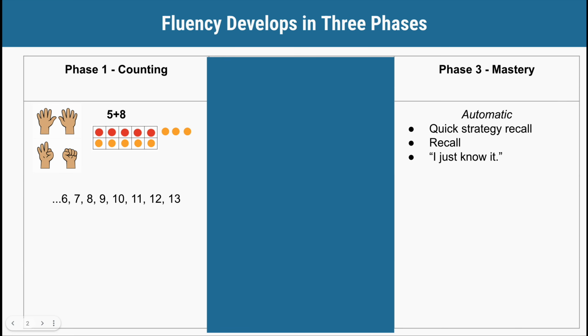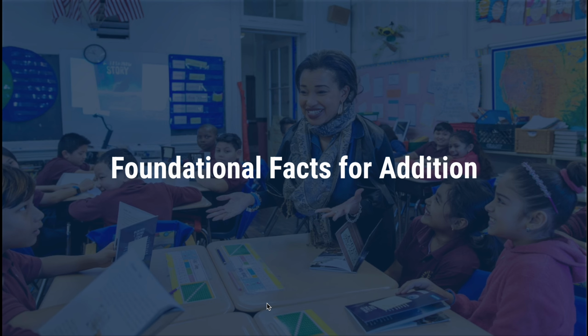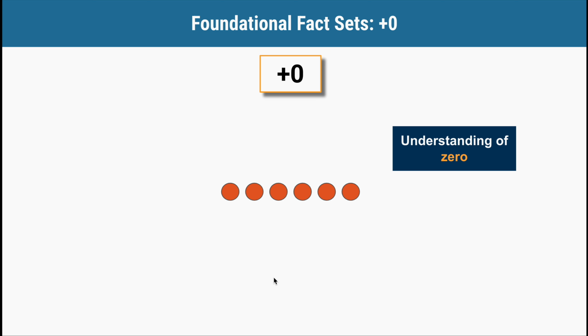But what we're often missing is that middle phase. What comes in between counting by our fingers and that mastery? And that phase is deriving. Deriving is when we use reasoning strategies based on foundational facts to derive new facts. Let's look at what those foundational facts are so we can support students in developing foundational facts and then eventually derived facts. So, some foundational facts.